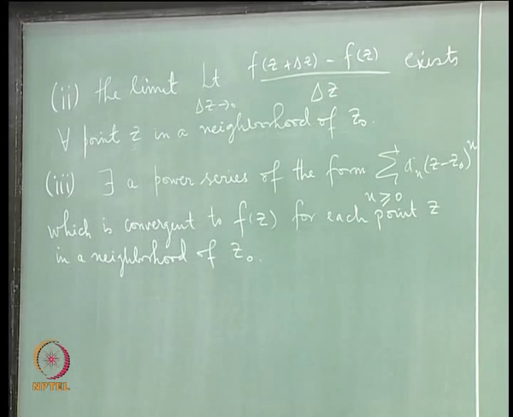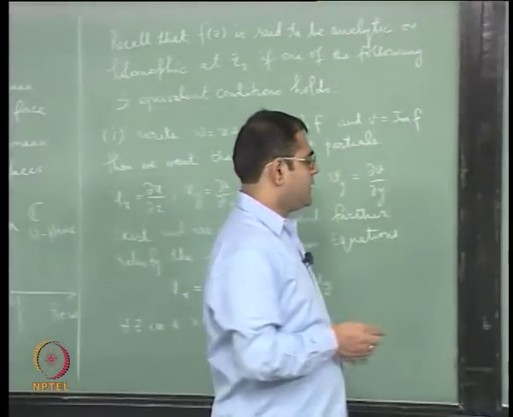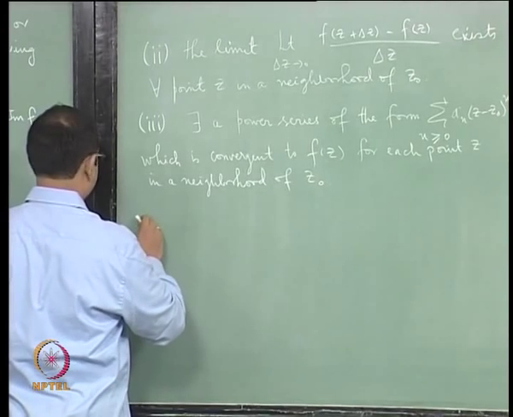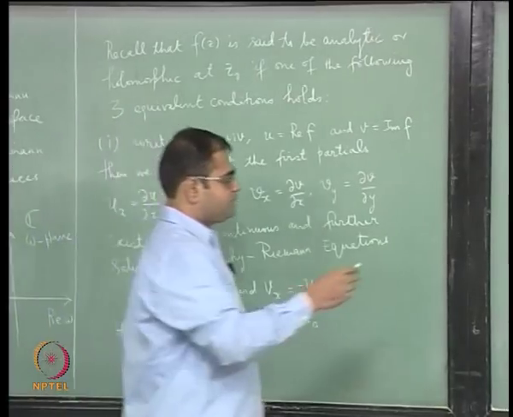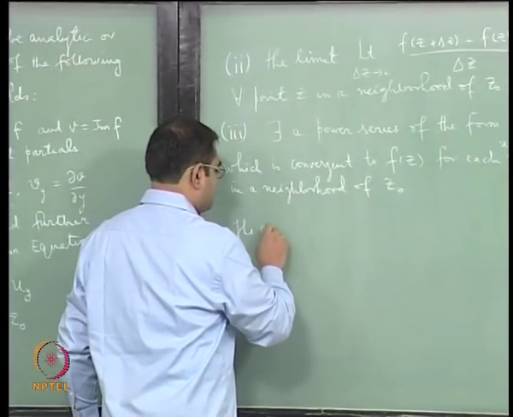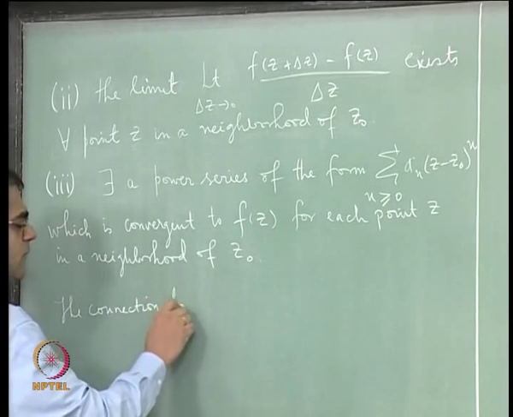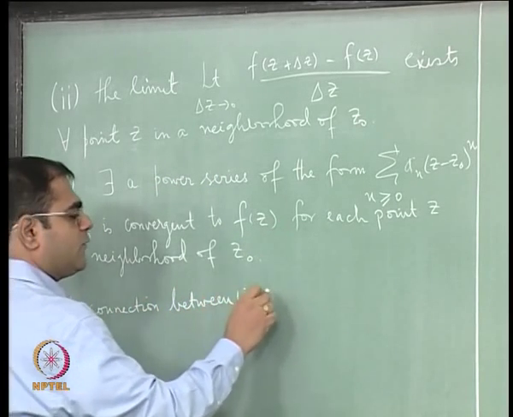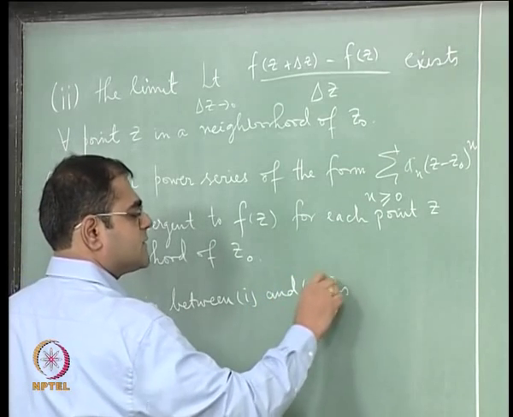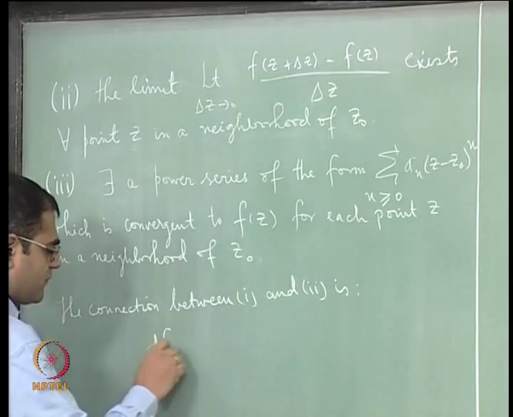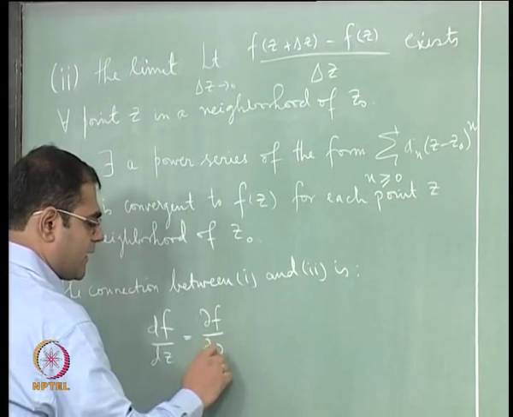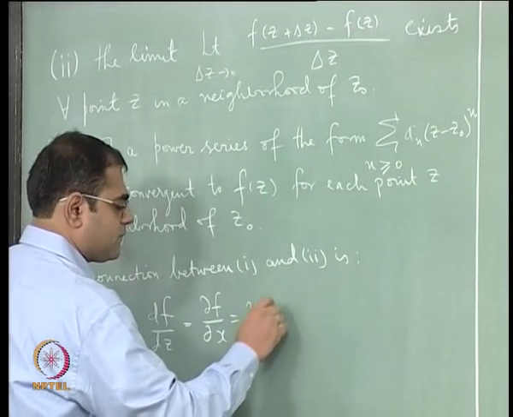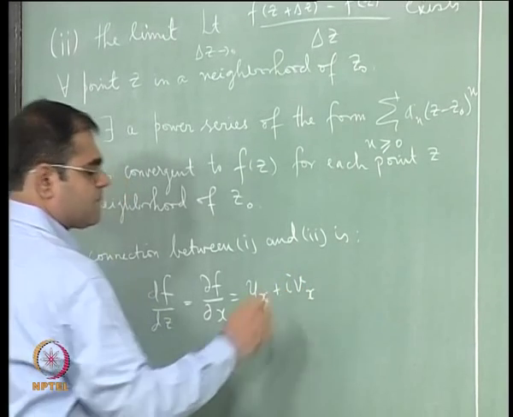Now let me make some remarks about these definitions. The connection between 1 and 2 is that the derivative can be expressed in terms of u and v. Let me write that formula down. The derivative of f is just the partial derivative of f with respect to x, namely it is ux plus ivx.